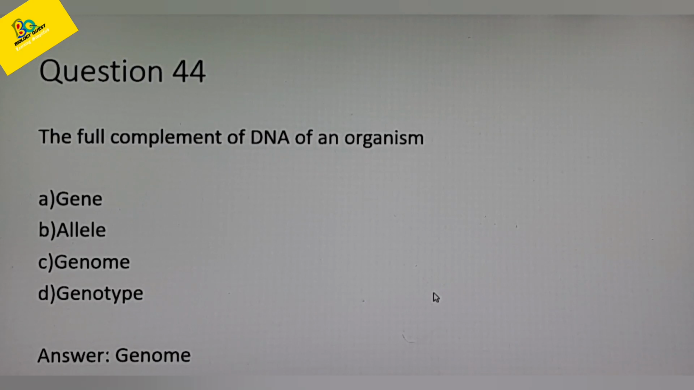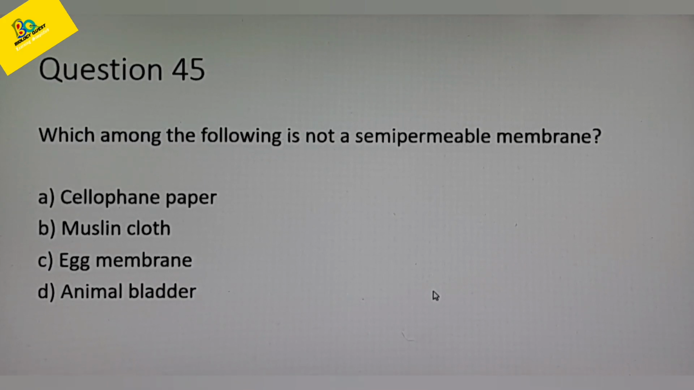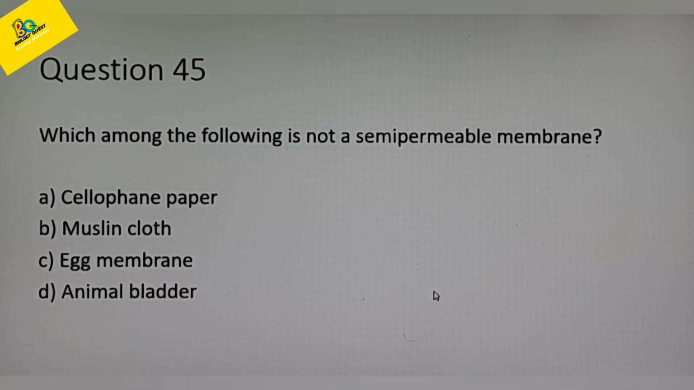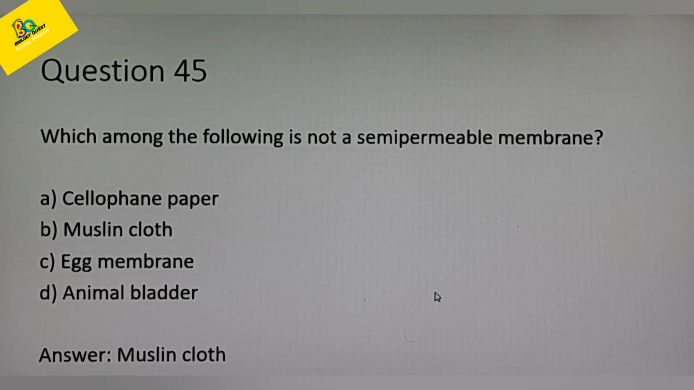Next question. Which among the following is not a semi-permeable membrane? A semi-permeable membrane, we know, allows only selected molecules to pass through it. Options are A, cellophane paper, B, muslin cloth, C, egg membrane, D, animal bladder. At first glance itself, you should know that it is muslin cloth which is not a semi-permeable membrane.